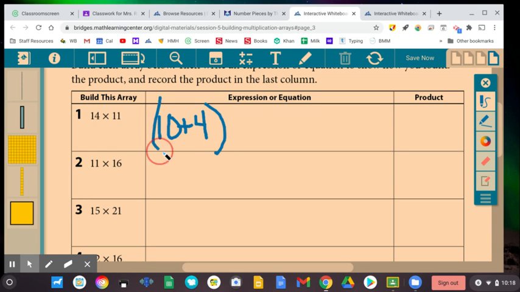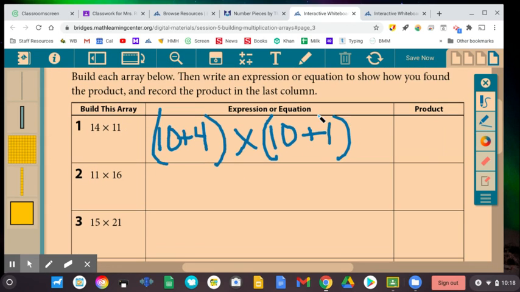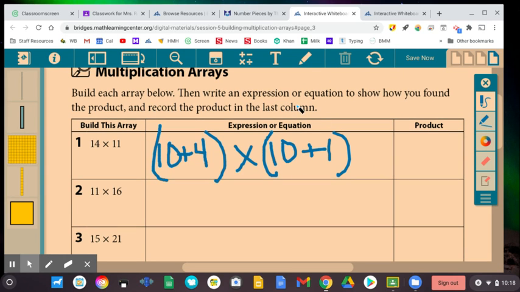So you're multiplying that times, and what is 11 broken apart? We know that it is 10 plus 1. That's something you can write. You don't have to write that. Maybe you are going to write some addition equations to help you figure this out. But however you're going to figure it out, that's what you do.